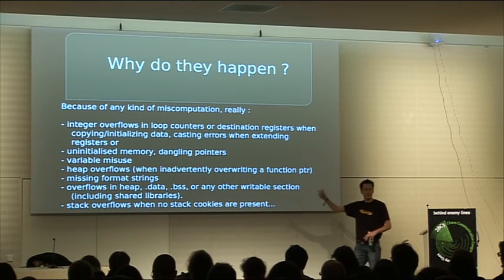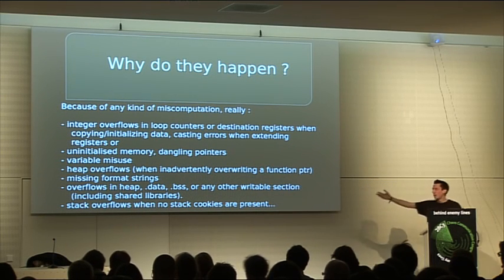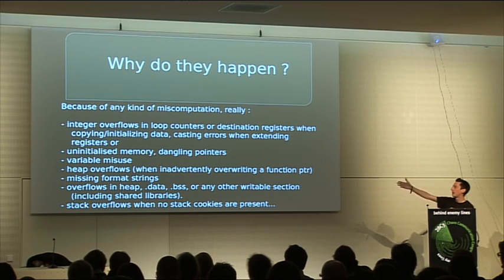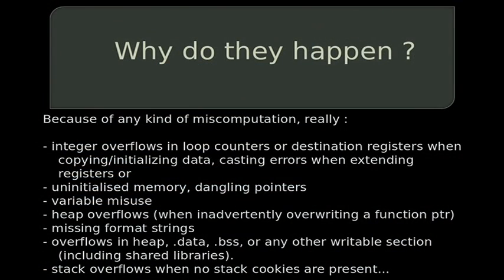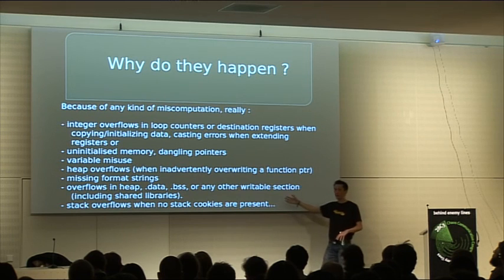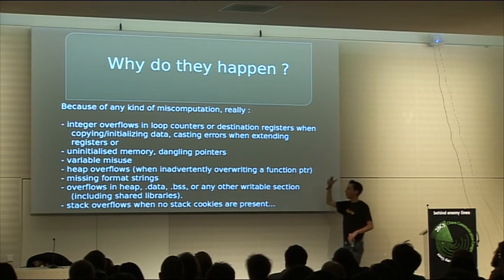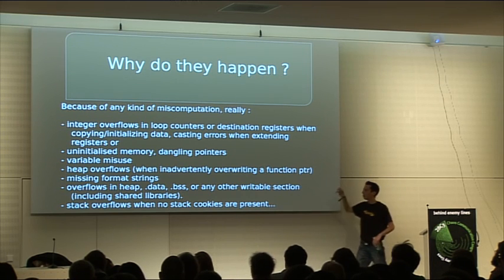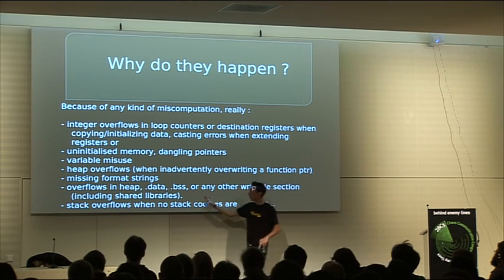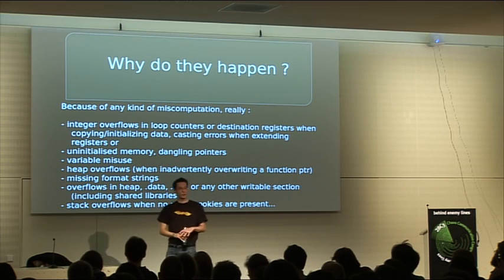Why do bugs happen? We don't really care. There are so many ways you can mess up: variable misuse, heap overflows, overflows in any kind of sections. I'm especially interested in those. Stack overflows are very well understood, and there is some literature on heap overflows, but there is little which is currently usable for, say, BSS overflows.